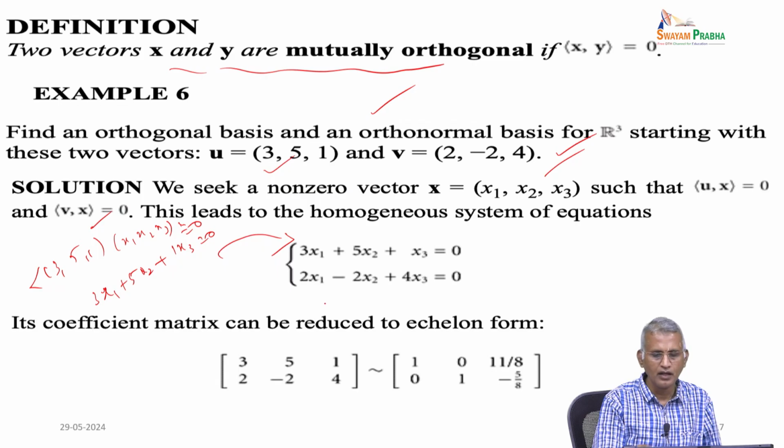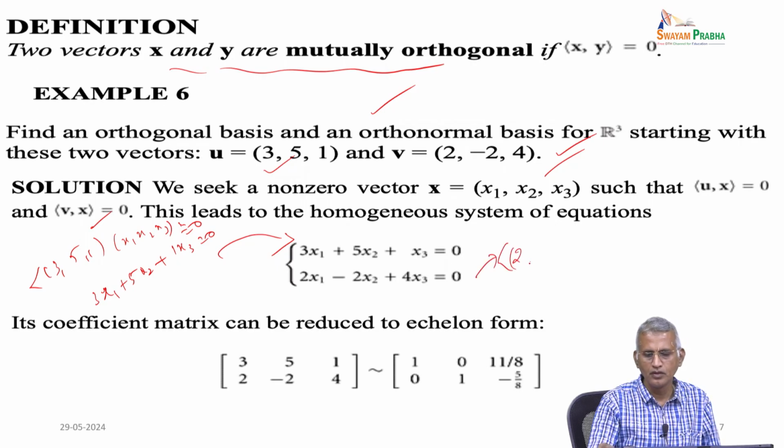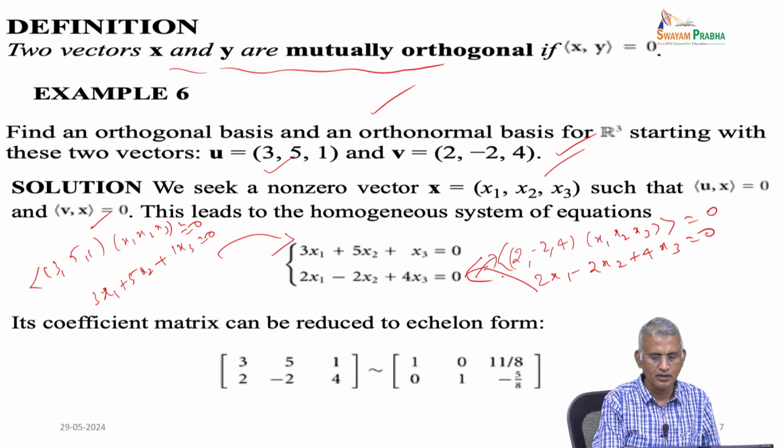Similarly, we have another vector v. This can be written as the inner product of (2, -2, 4) with (x1, x2, x3) equal to 0, meaning 2x1 minus 2x2 plus 4x3 equal to 0. So, this is the representation of this equation. Now, we have to convert it into a matrix. So, what is the coefficient of x1? 3, coefficient of x2 is 5, coefficient of x3 is 1, and for the second equation 2, minus 2, 4.